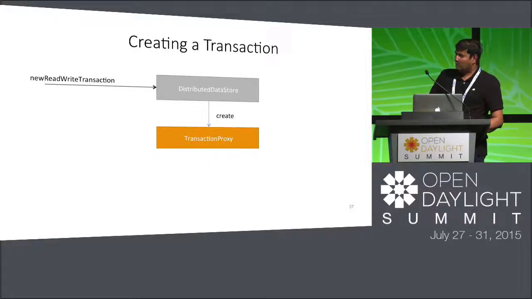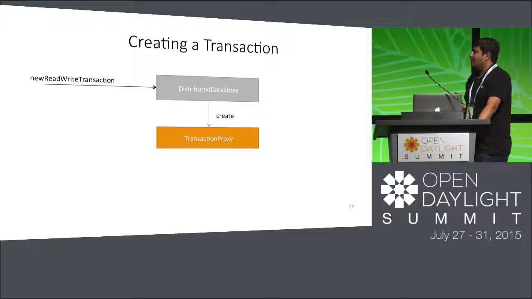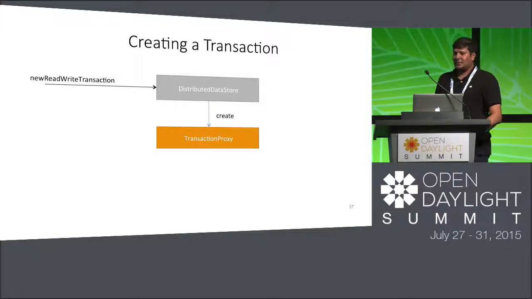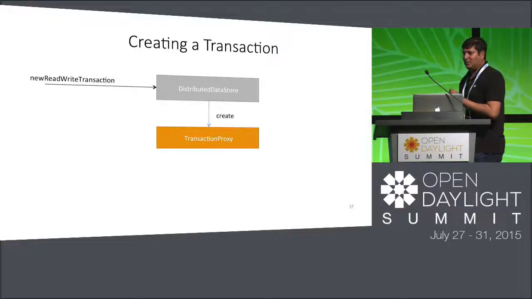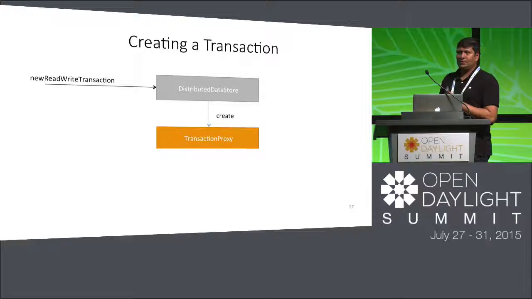But if you create a new transaction, what we do is we create an instance of transaction proxy. We create a transaction proxy because when you create a new transaction, there is no way for me to tell exactly which data tree you want to affect, right? You just create a new transaction. You never told me I want to do a transaction on inventory or topology or whatever. You just create a transaction proxy, and it doesn't actually talk to any shards.